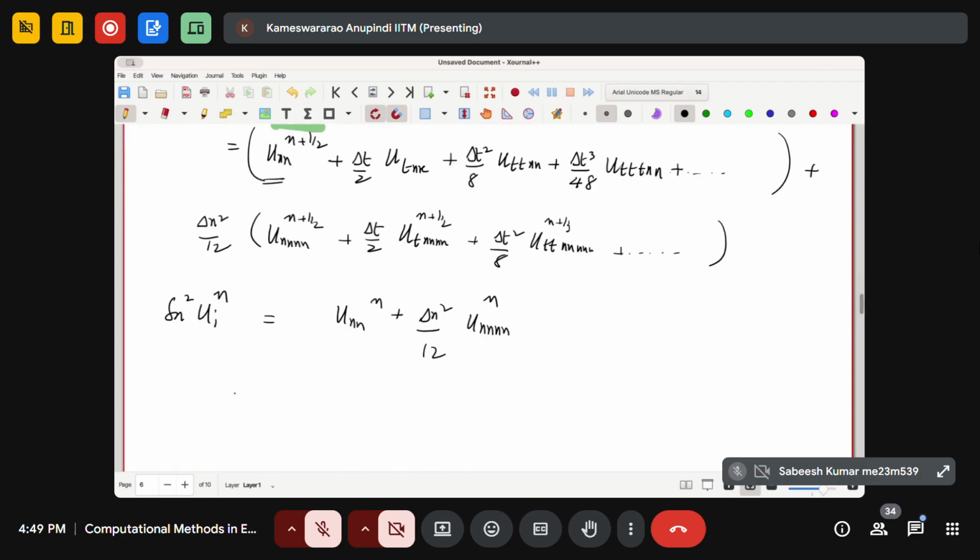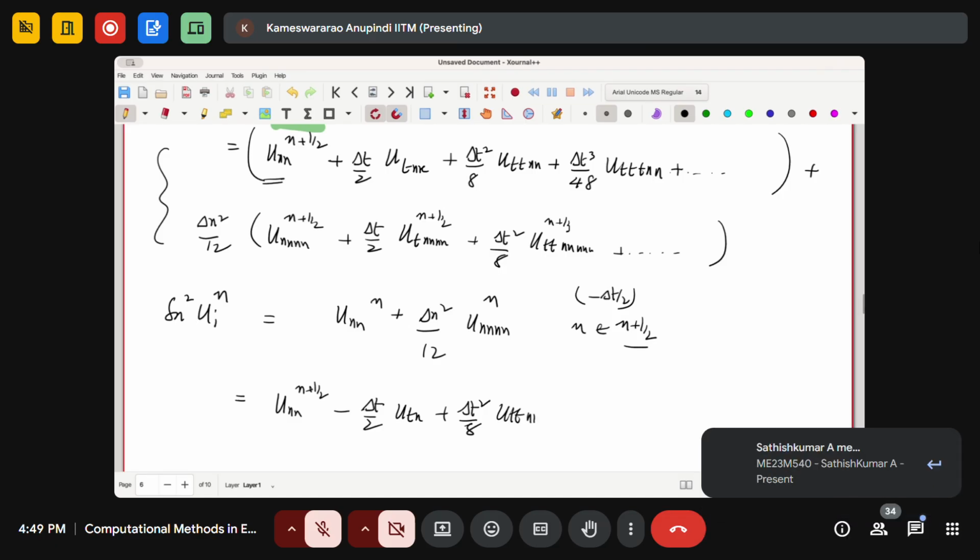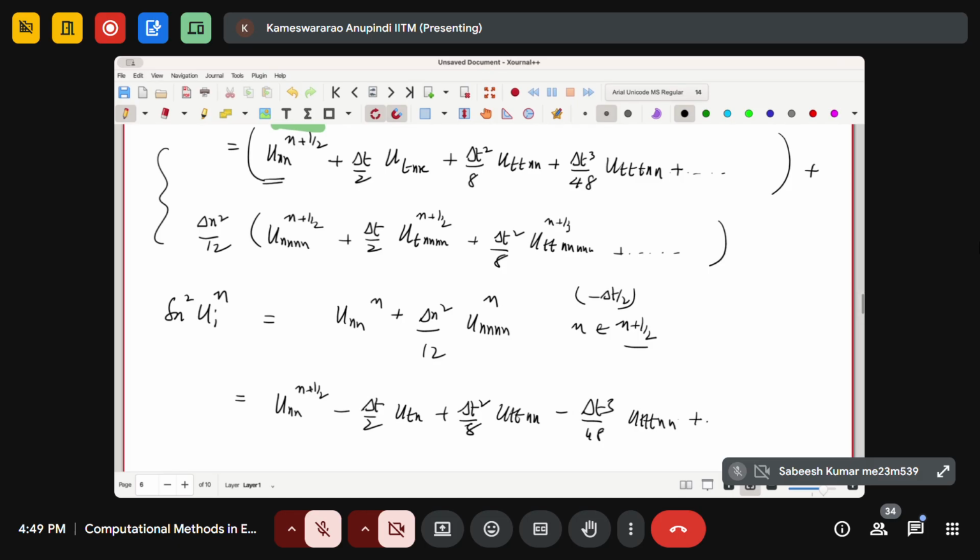Again, we want to expand these two about n plus half. And we realize that to get to n from n plus 1, we need to go in the minus delta t by 2 step, right? That means the expression is going to be exactly similar to this one, except that the odd derivatives will have minuses and the other derivatives will have plus. So this is going to be uxx n plus half minus delta t by 2 utx plus delta t square by 8 uttxx, then minus delta t cube by 48 u triple t xx plus and so on.